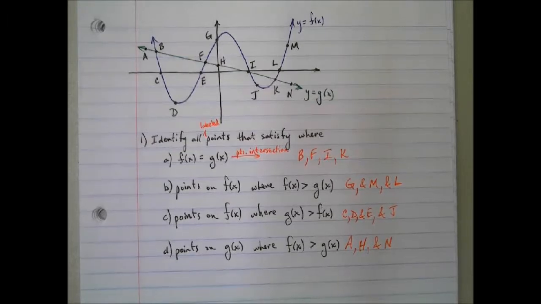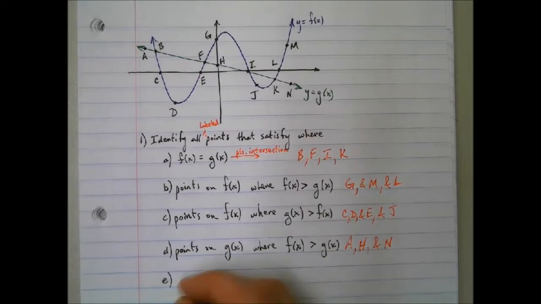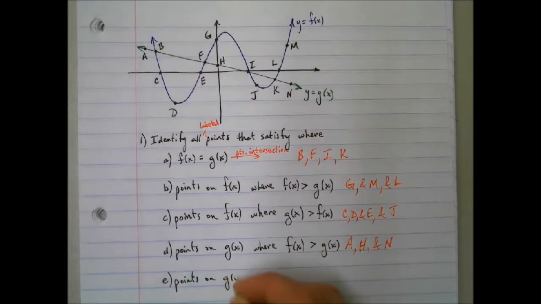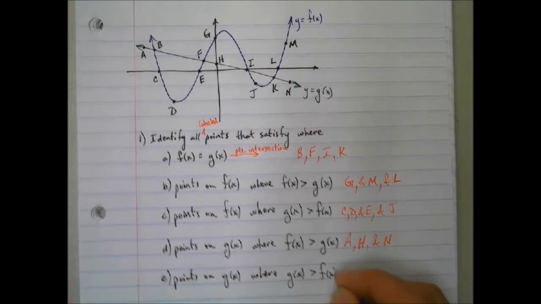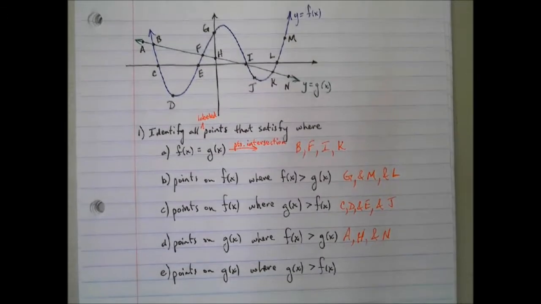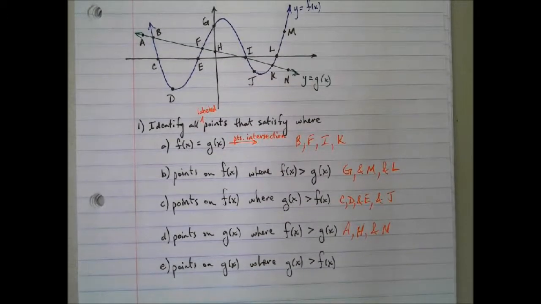Okay, and obviously we can go the other way as well. We can do points on g of x where g of x is greater than f of x. Okay, these are always the labeled points.